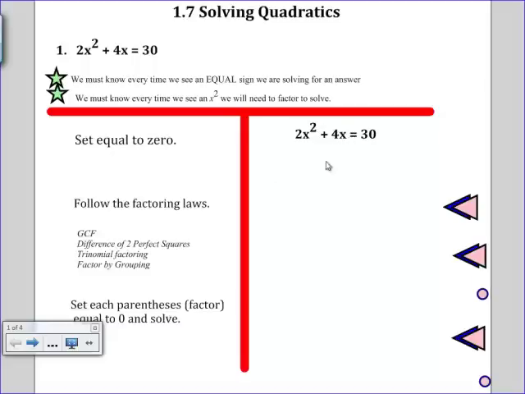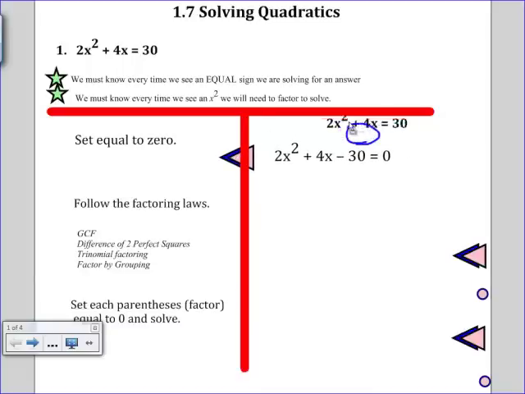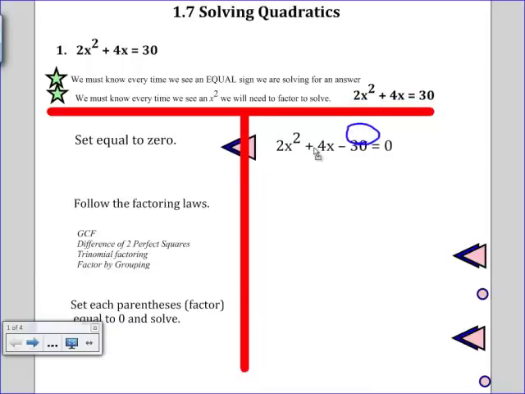So here are your directions. Set equal to 0. As you can see right now, this is set equal to 30, so I'm just going to take 30 and move it to the other side. I'll subtract 30, and my new problem is 2x squared plus 4x minus 30.